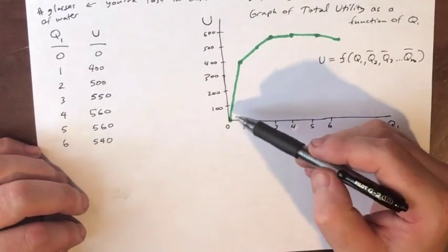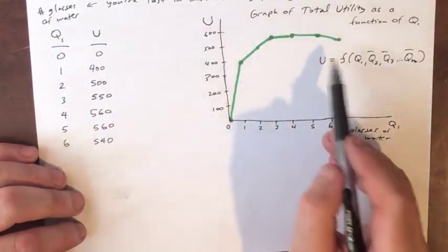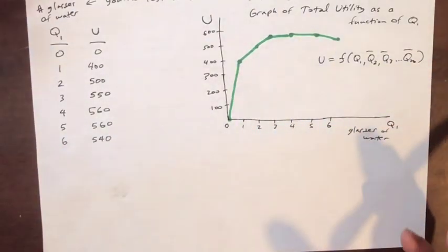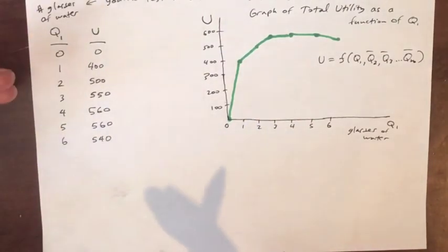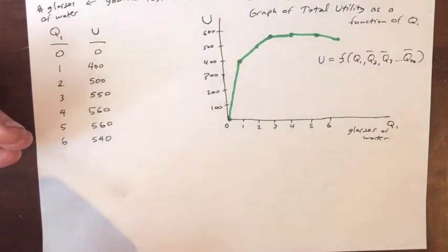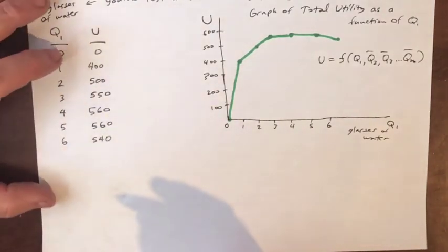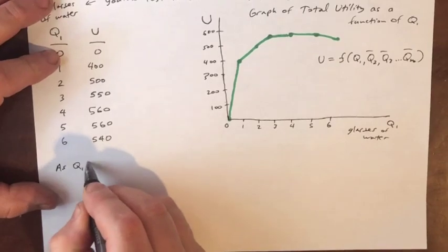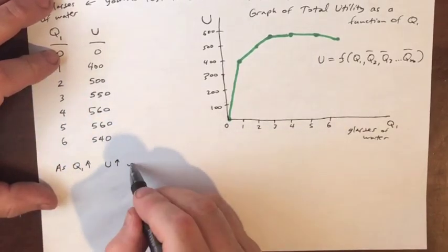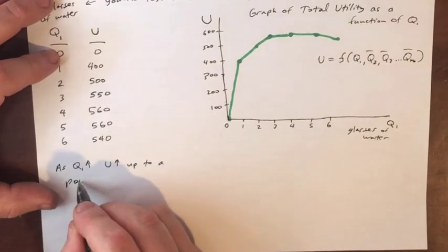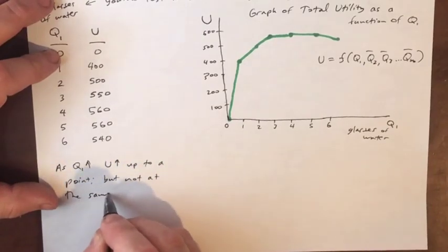All right, so look at this. It shoots up, but then it starts to level off, right? Utility is not linear, and it could even go down, right? You get sick of things. So we have a way to describe this getting sick of things as you have more. But tomorrow, that's a different story, right? Tomorrow you're going to be thirsty again. So we're talking about the same general span of time, within that day. So as Q1 increases, holding everything constant, the utility increases up to a point, but not at the same rate.